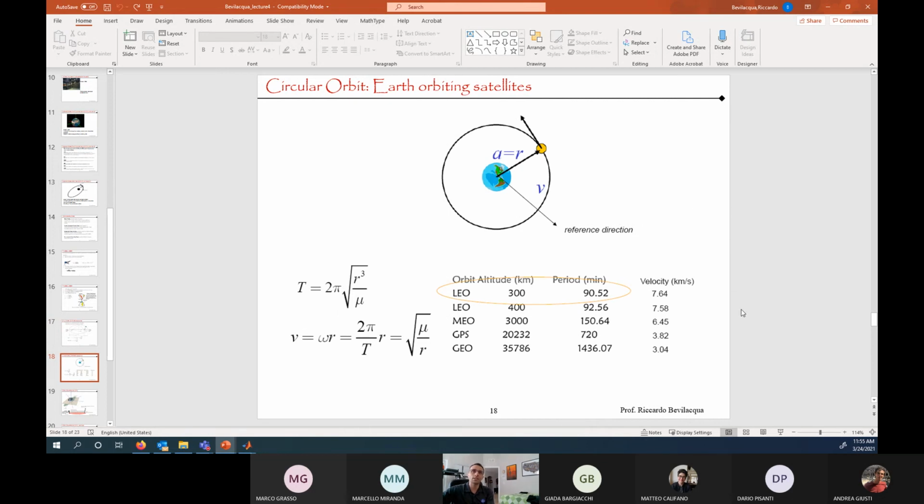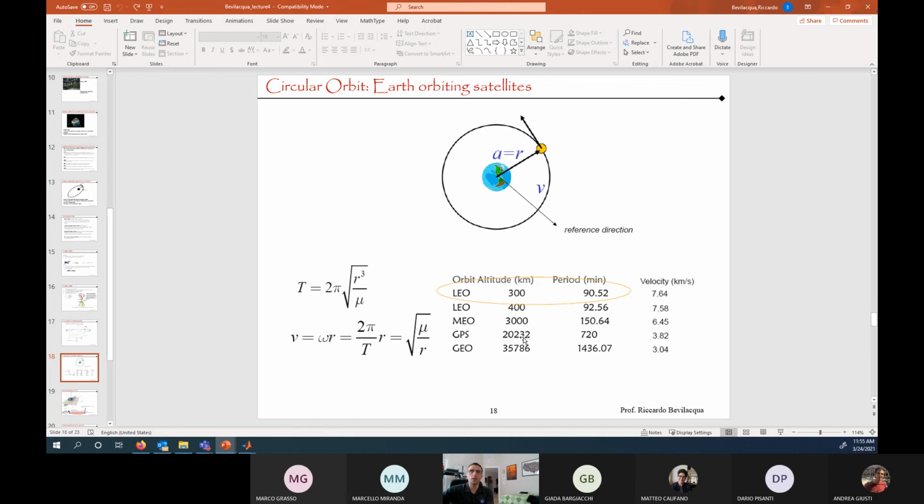For a circular orbit, nothing special. It's really not that exciting. The velocity is always normal to the position vector. We have some examples of circular orbits here with the periods. I was alluding to them. A low Earth orbit at 300 kilometers takes about 90 minutes. At 400, just a little bit more. Medium Earth orbit, say 3,000 kilometers, is 150 minutes.